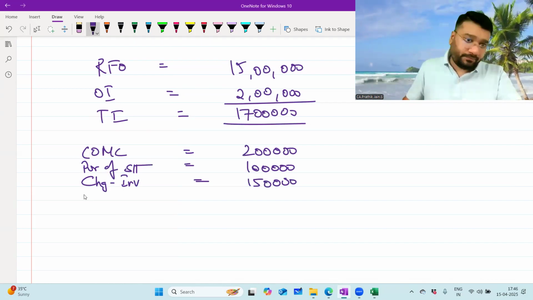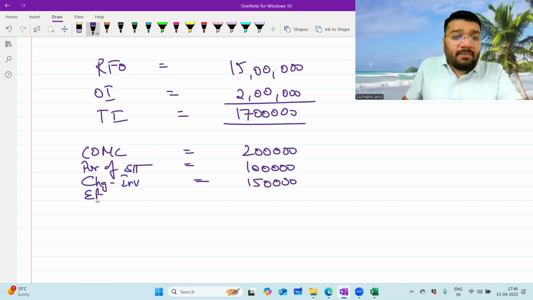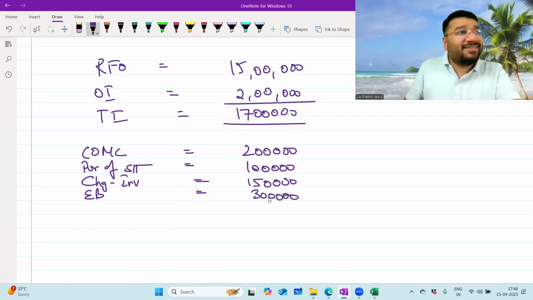Then employee benefit expenses, let's put 3 lakhs.